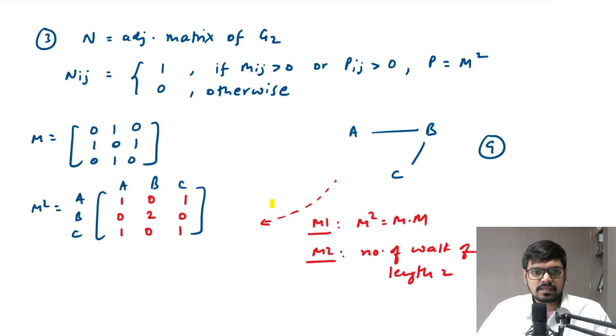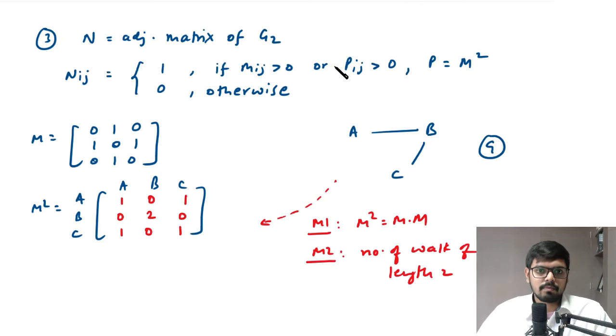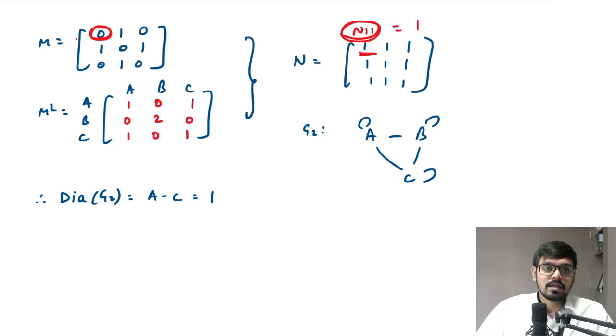Once your M and M square matrices are ready, now use the definition and try to fill your N matrix. So your N matrix will look like all of them are 1. Why? Because if you want to fill your first position, which is N11, it is 1 if either M11 is greater than 0 or M square is greater than 0. So yes, M square has a greater than 0 element, therefore N11 is 1.